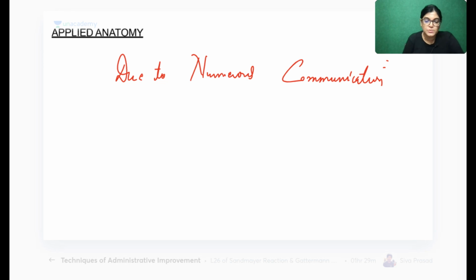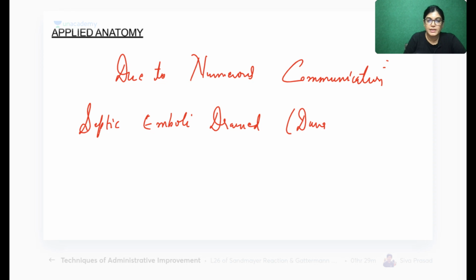These connections have been formed, and one of the most important routes of communication is this: septic emboli are drained from the danger area of the face. So just below the nose and the region above the upper lip, this area is the danger area of the face. Infection from the danger area of the face is drained to the facial vein.